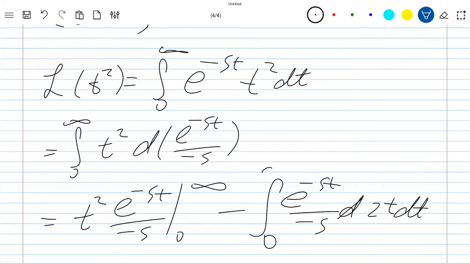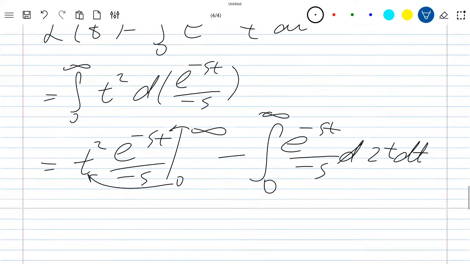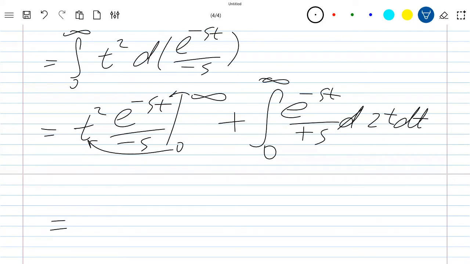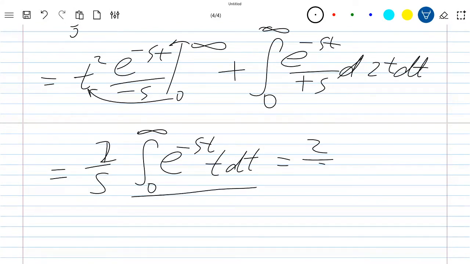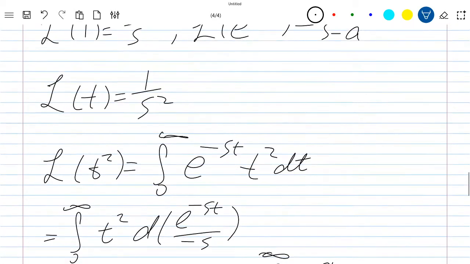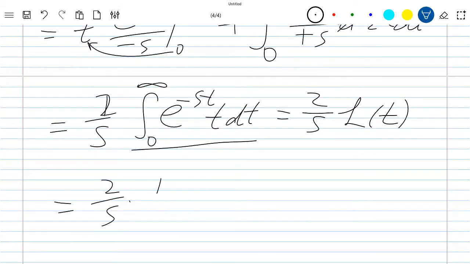Alright, and once again, plugging infinity, you'll get 0. Plugging 0, you also get 0. And this negative cancels. You can factor out s, and you can also factor out 2. Right? Then what's inside? Aha, do you see that? That's nothing but L of t. And what is L of t? Here. So what do you get? 2 over s times 1 over s squared. You get 2 over s cubed.